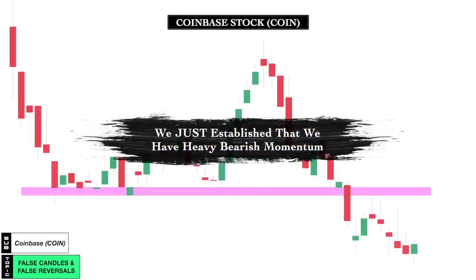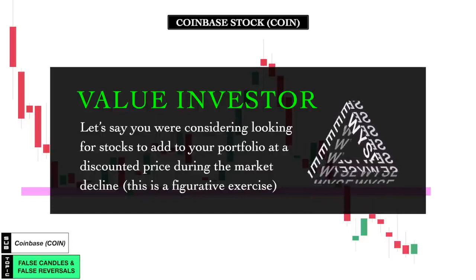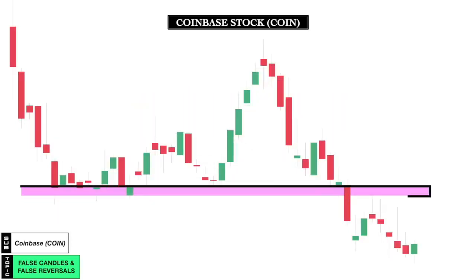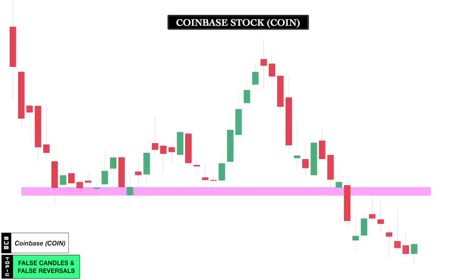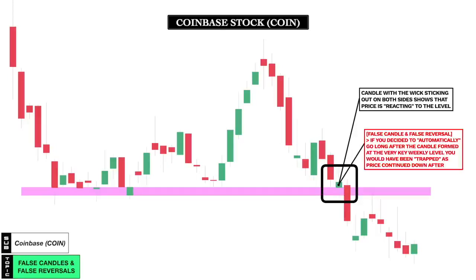Again, we established that we have bearish momentum. So figuratively speaking, let's say you are a value investor looking for stocks to buy to add to your portfolio at a discounted price during this market decline. You spotted this key support level here due to these multiple reaction points. As price reached the level, you had a green candle with the wick sticking out. Again, if you decided to automatically go long against the strong downtrend, simply because you had candlesticks at a key level, you would have been trapped as price continued down.